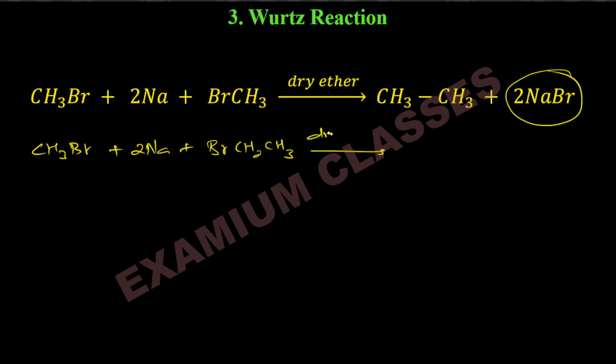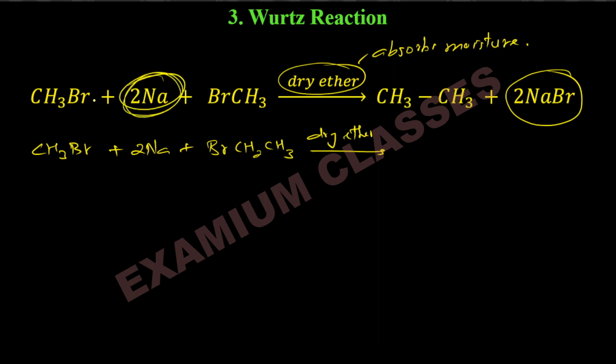And remember, this dry ether is used because it absorbs moisture. Dry ether absorbs moisture present in the air. Otherwise what will happen? This sodium is so reactive to moisture that it will react with the moisture present in the air. To avoid sodium's reaction with moisture, we use dry ether. Dry ether absorbs the moisture.